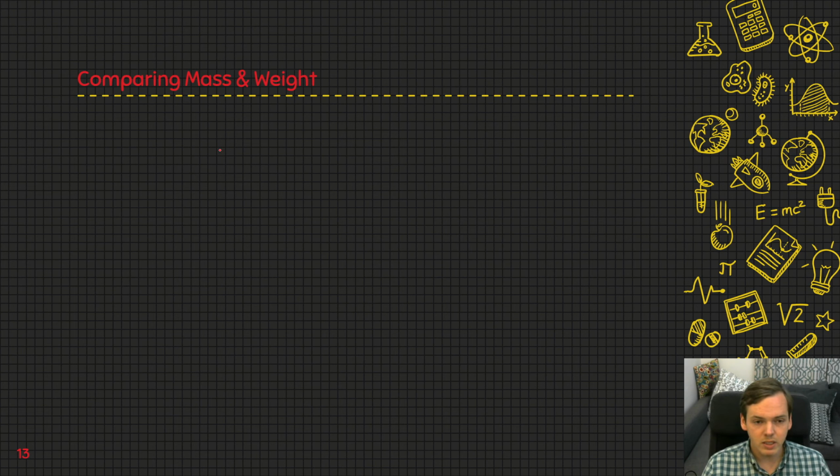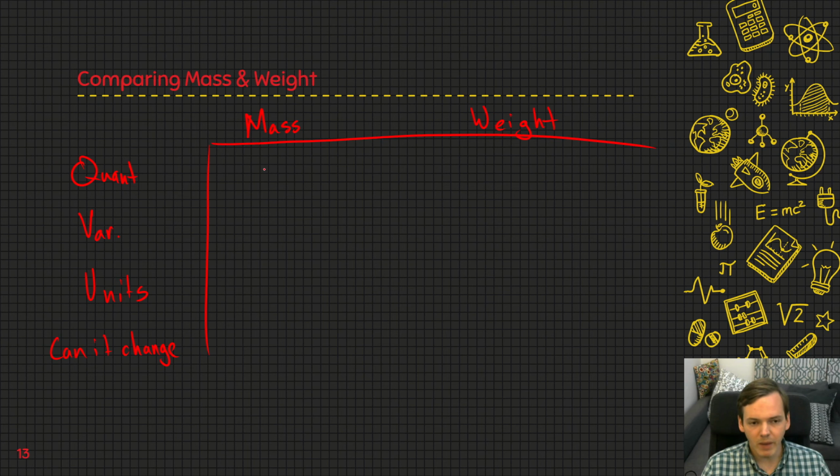So if we want to compare these two, we can construct a table here. We'll have mass, we'll have weight, and the rows will be quantity, variable, units, and can it change? So quantity: mass is a scalar quantity. Weight is also a scalar quantity. It's the magnitude of the gravitational force. So even though I connected it to a force earlier, it's just the magnitude of that.